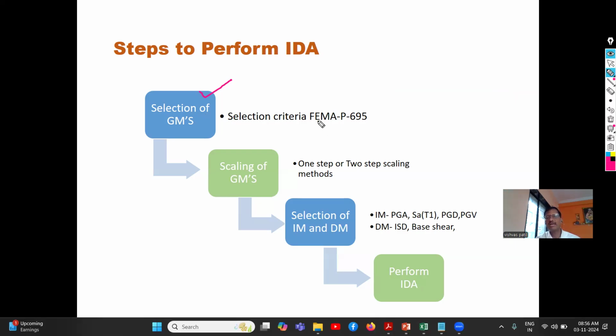In a document like FEMA P695, some selection points are also given. Some suggestions are given in this particular document, in Appendix A. Similarly, some researchers have also suggested points on how to select the ground motions for the IDA analysis.